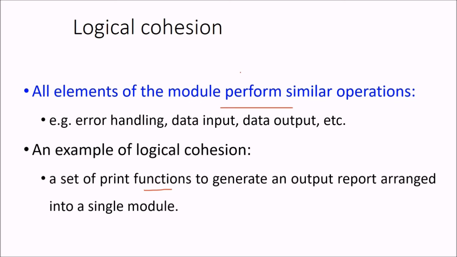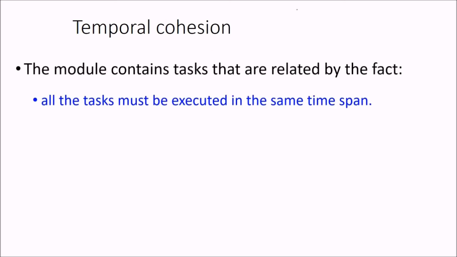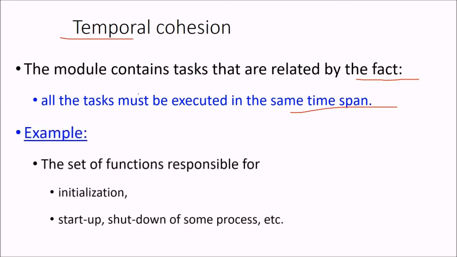Temporal cohesion means the module contains tasks that are related by some fact, and all the tasks must be executed in the same time span. That is what we call temporal cohesion. And what may be the example? A set of functions responsible for, say, initialization, startup and shutdown of some processes.